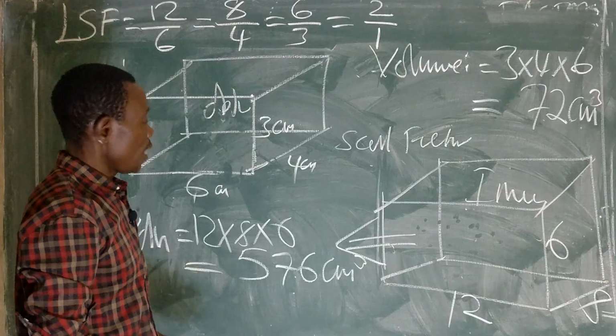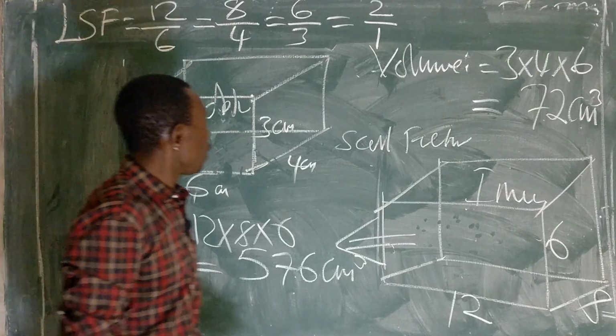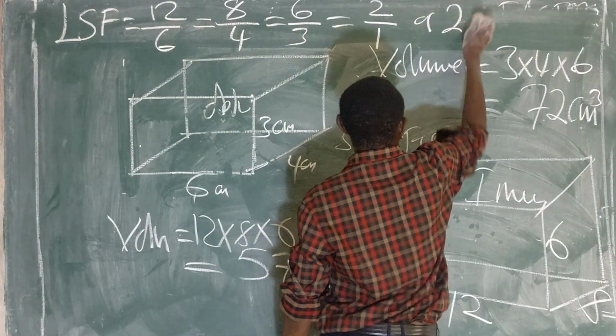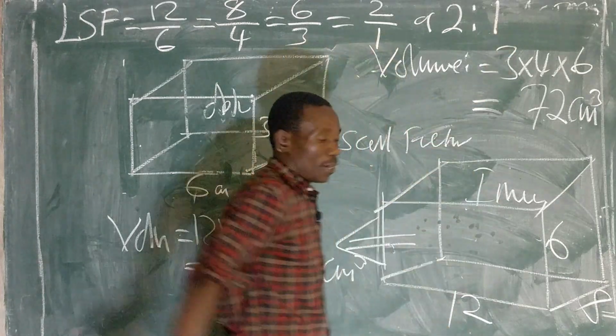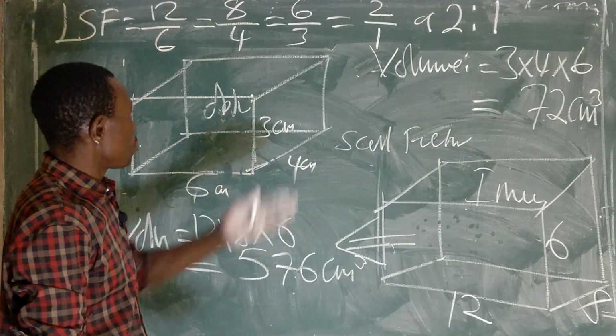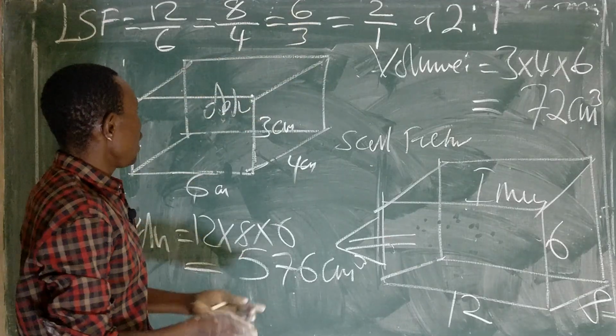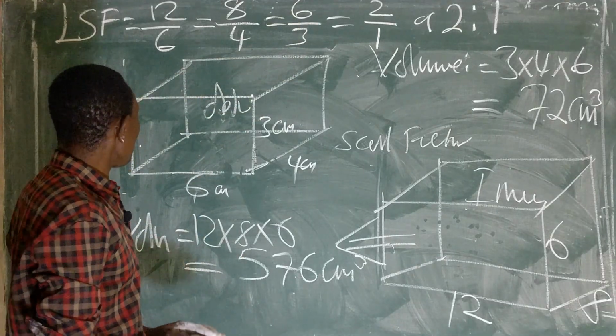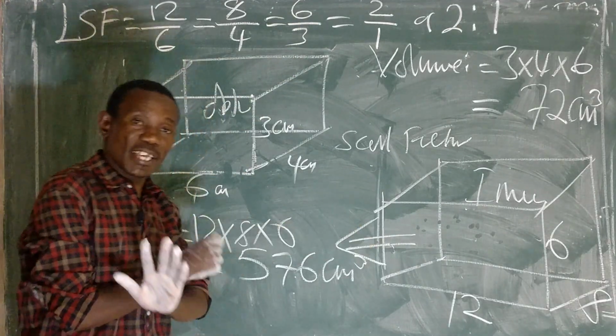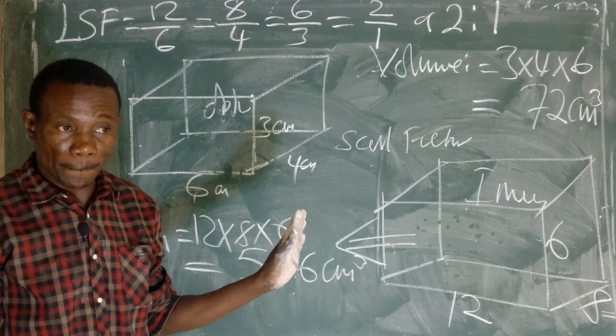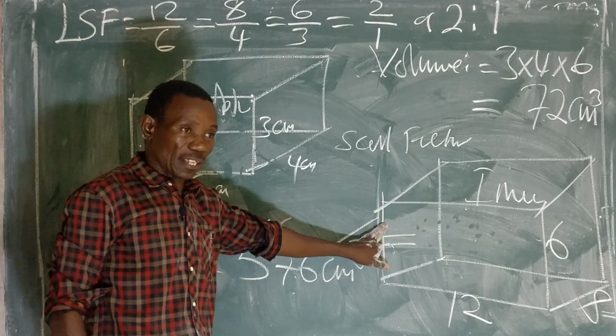So simply, if we analyze here, you'll be able to pick that the linear scale factor here is 2 to 1. Or you can write it this way, 2 to 1. No problem. But we always prefer writing like that, but it depends. You can write it in that form or that form. It's the same. Which means the ratio of corresponding sides is always equal when you talk of similar figures.